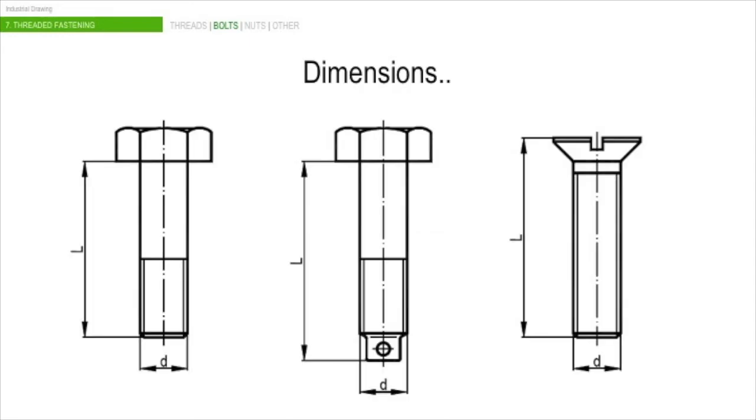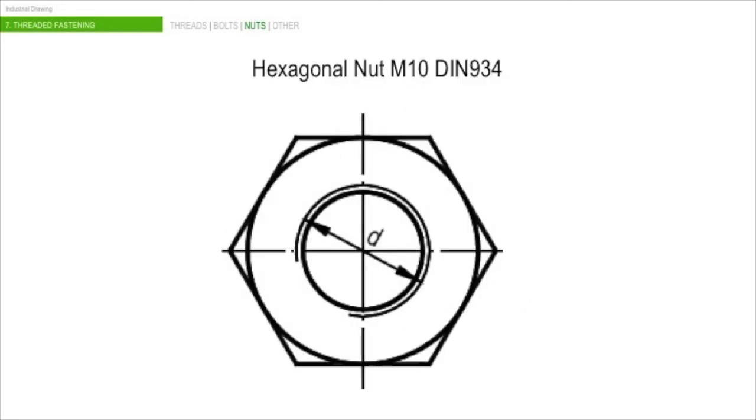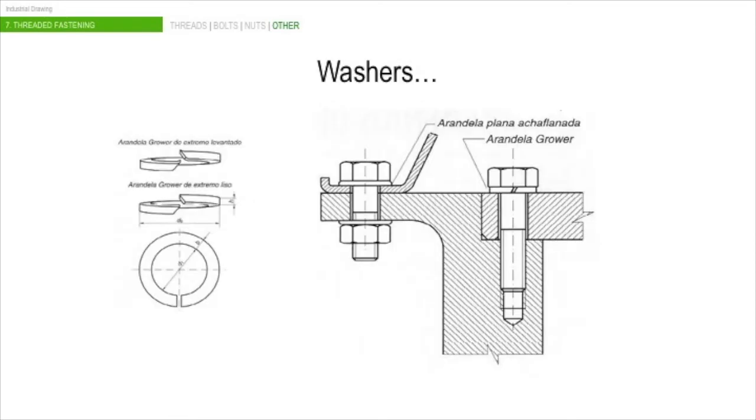This is the way we dimension the bolts. Take into account that the dimension length is always the length of the part that can be inside of another part. We usually use bolts with nuts. Nuts are also standard parts. Another very common element are washers. For representing a washer, we can section the washer or just use an unsectioned representation of the washer.